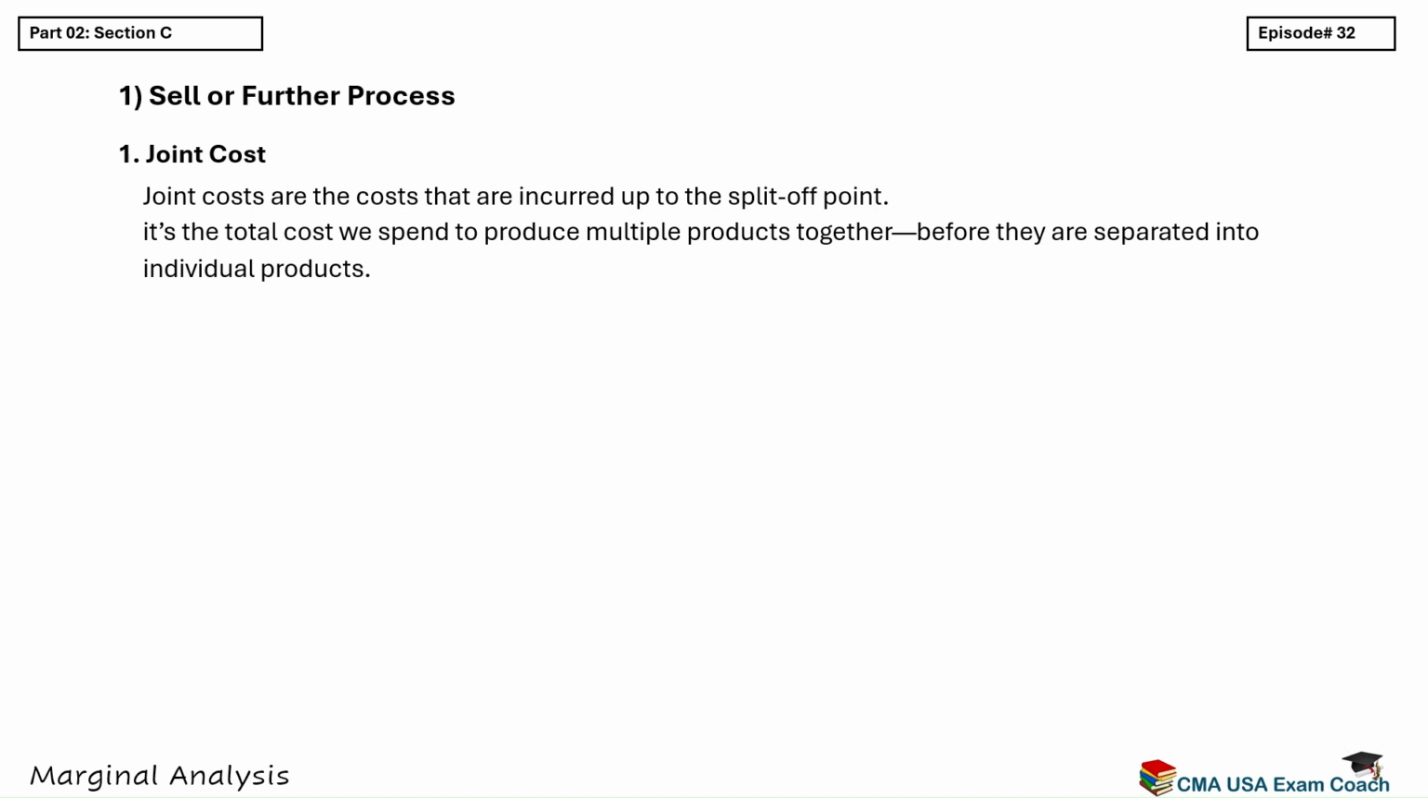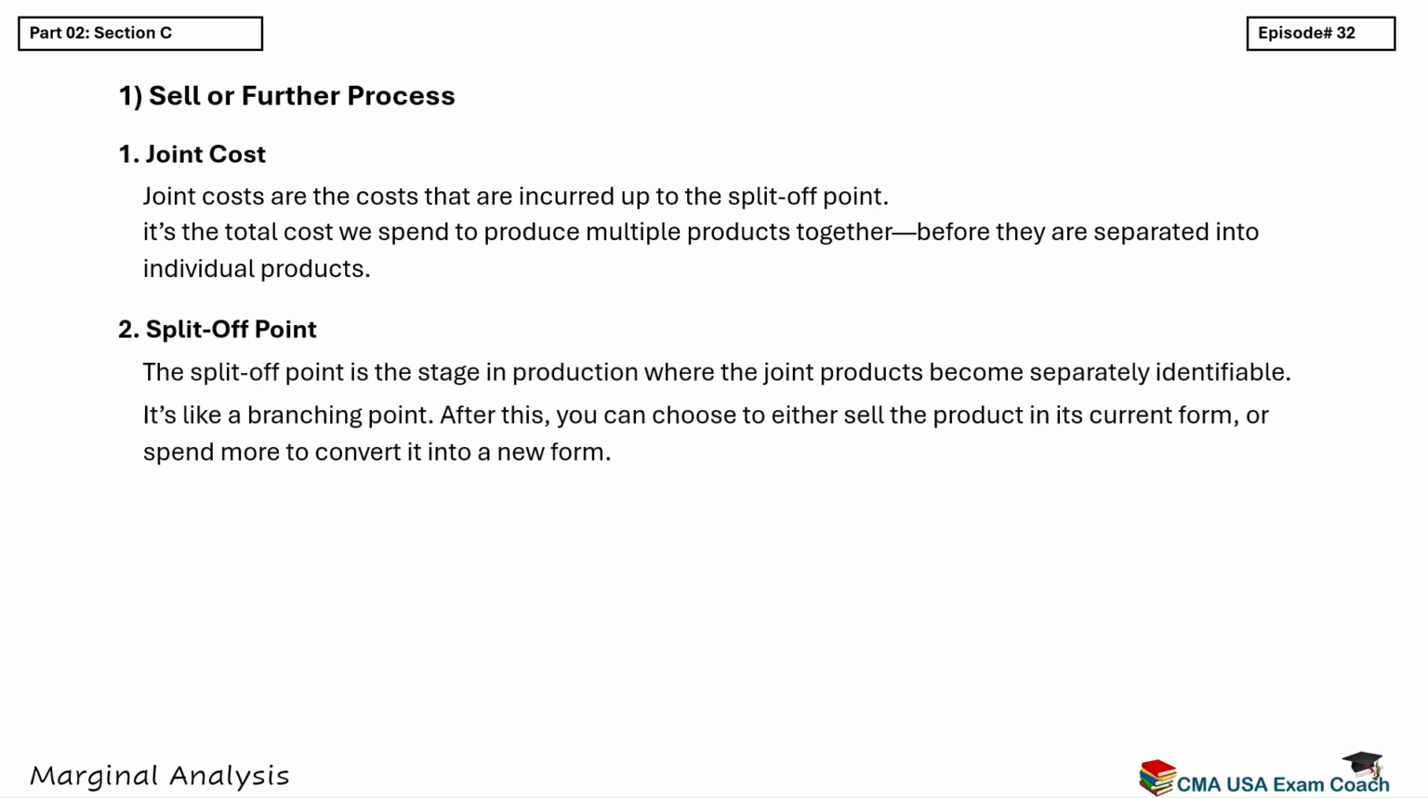It's important to remember, joint costs are not relevant when deciding whether to sell or further process. That's because joint costs are already incurred, regardless of what decision you make. So they are sunk at this point. Second, split-off point. The split-off point is the stage in production where the joint products become separately identifiable. It's like a branching point. After this, you can choose to either sell the product in its current form or spend more to convert it into a new form. So basically, this is the decision point in the process.